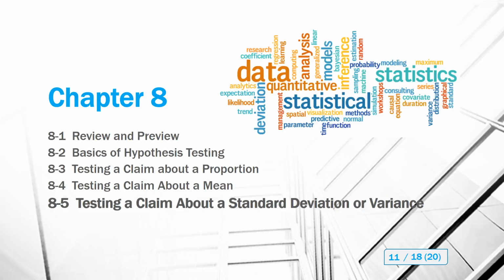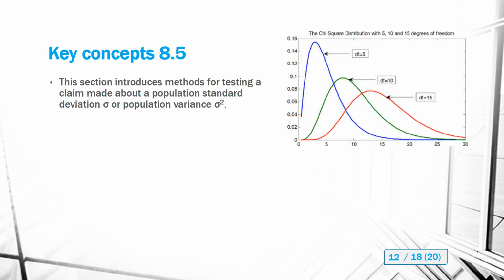That takes us to the end of section 8.4. So let's dive into this last section, 8.5, testing a claim about a standard deviation or variance. Key concepts in this section are that we're going to introduce methods for testing a claim made about a population standard deviation or population variance.